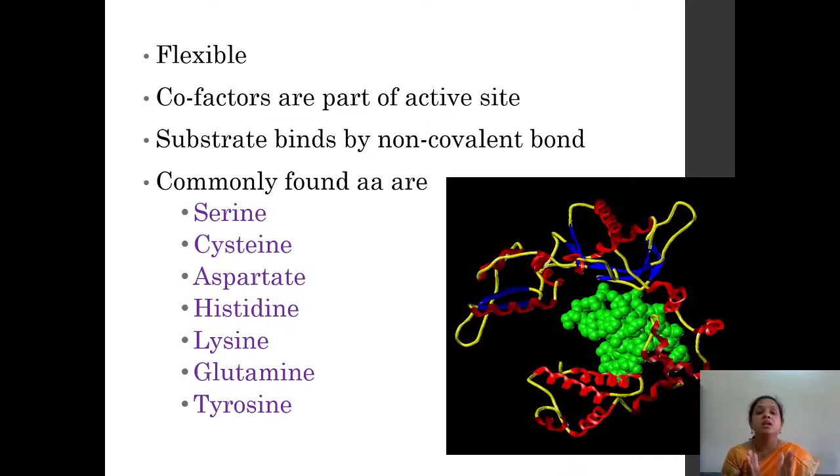So don't think that non-essential means they are not required by the body. No, they are required by your body as much as the essential ones. The only difference is that the non-essential ones can be synthesized by our body. That is why we call them non-essential, and they need not be present in the diet, whereas essential ones have to be present in the diet. Other than that, functionally or requirement-wise, there is not much difference between the two groups. So in the active site, serine, cysteine, aspartate, histidine, lysine, glutamine, and tyrosine are usually present.